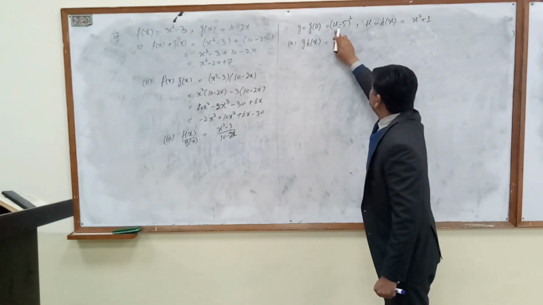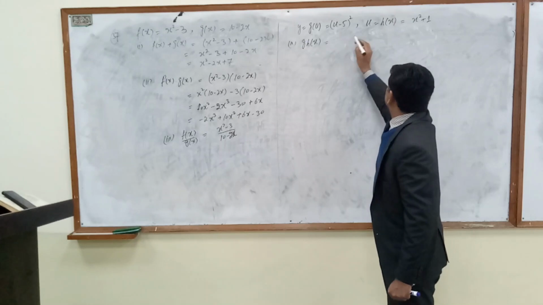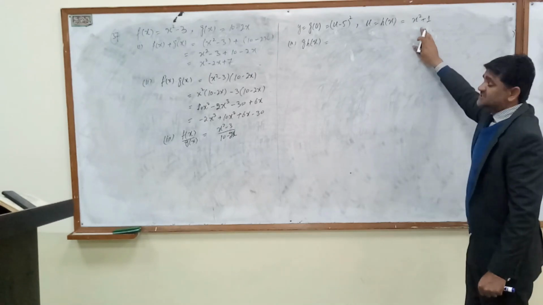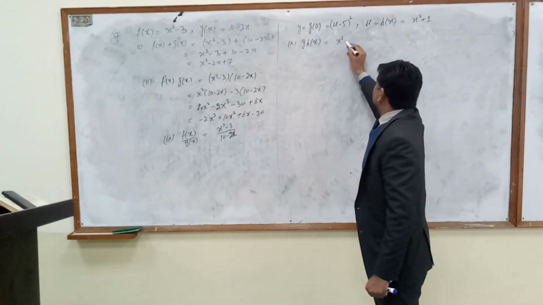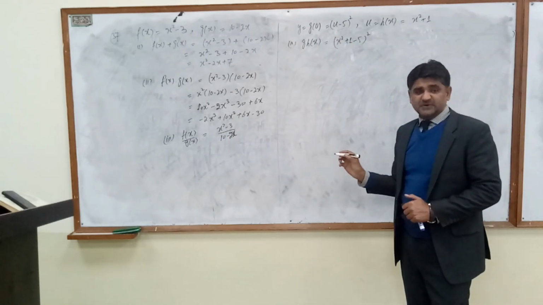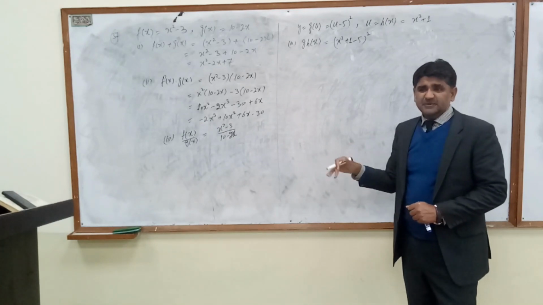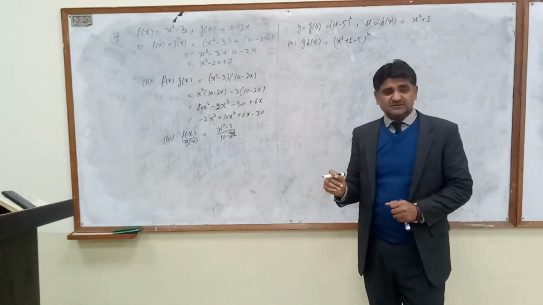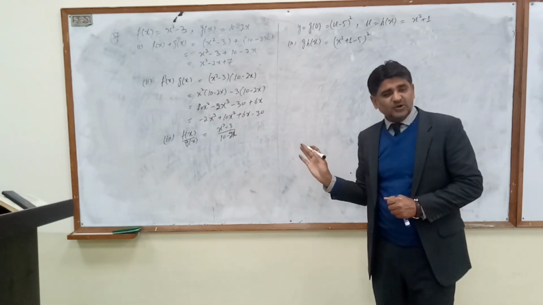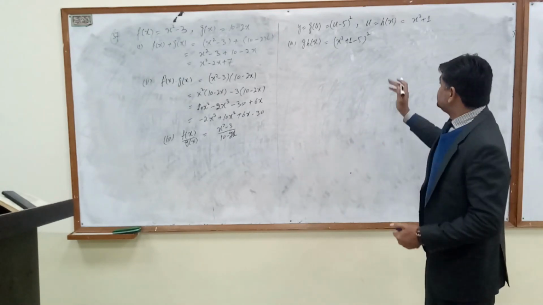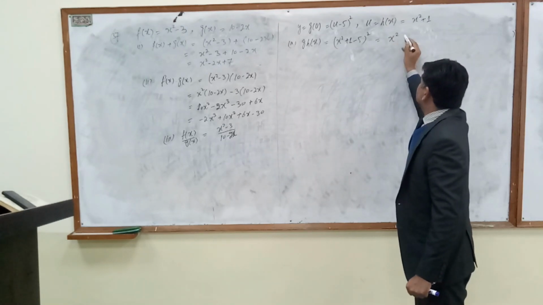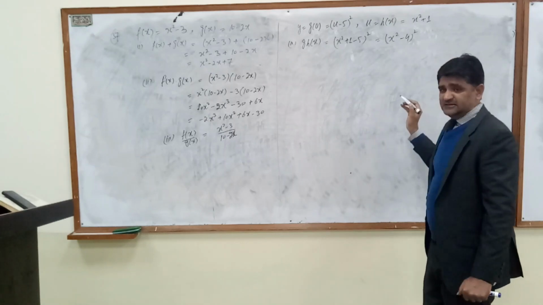So what is the value of u? u minus 5 whole square, and the value of u is x square plus 1. So x square plus 1 minus 5 whole square. Keep in mind the definition of composite function: when the value of one function is determined based on the value of another function. We can simplify it here: x square minus 4 whole square.